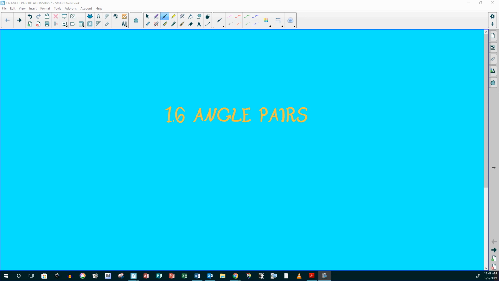All right, so this is the last section from chapter 1. This is 1.6. It's talking about angle pairs. Some of them you guys will already know. Some of them will be new, okay? And the cool thing is that you're going to be doing them all year. So from this point forward, we're going to be talking about these terms.